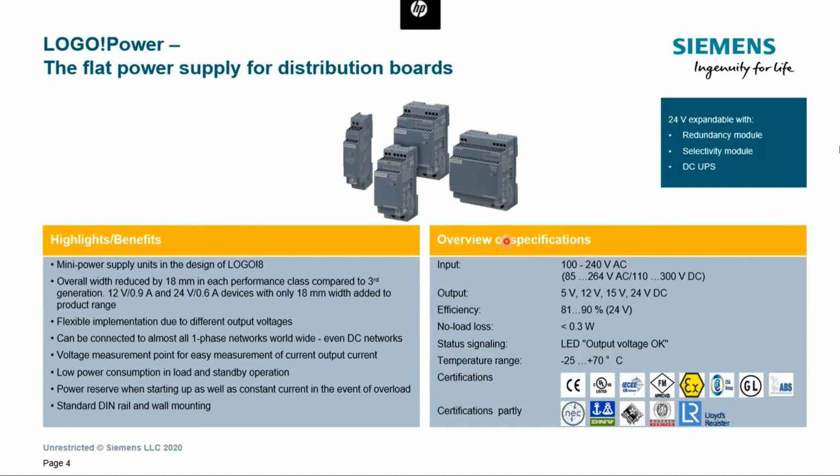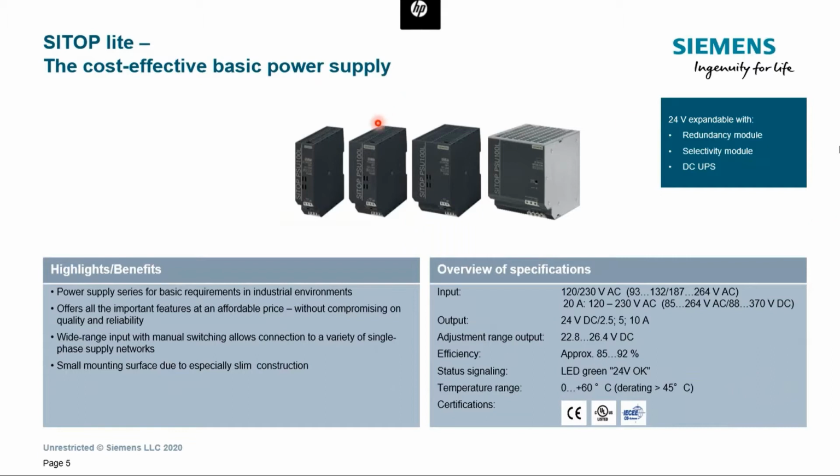Now, the third model within the basic power supply family is SITOP lite. And the SITOP lite, we can say that it's a cost-effective option, just a very basic power supply with just the necessary functionalities. So without any options, let's say. And the thing here is that this will give you power supply output ratings up to 20 amps. So we can have from 2.5 up to 20 amps with 5, 10, 20.